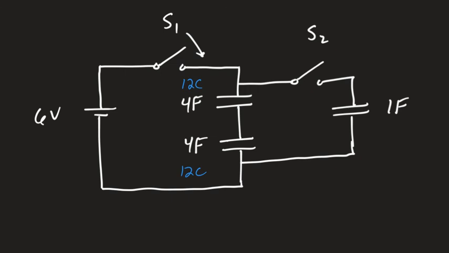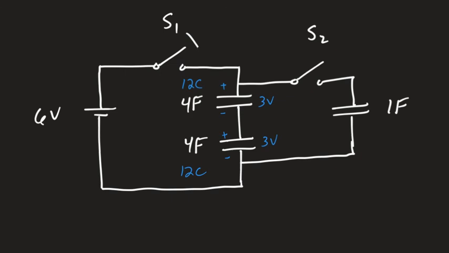12 coulombs on each. Total capacitance was 2 farads. 2 times 6 is 12. And capacitors in series have the same charge. Is that all right so far? And then, of course, 12 divided by 4, 3 volts, 3 volts. Positive, negative, positive, negative. Good so far? Okay, switch 1 is now opened back up.